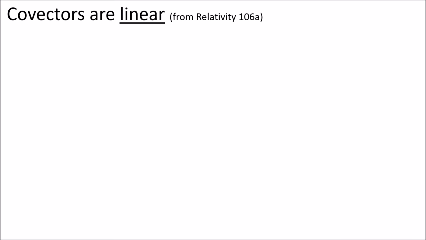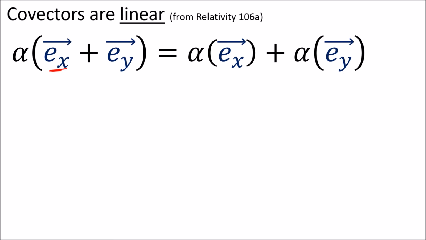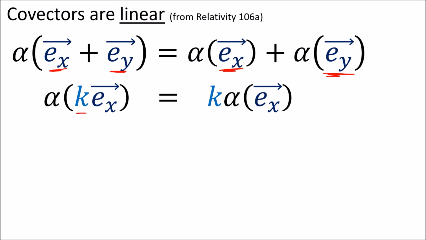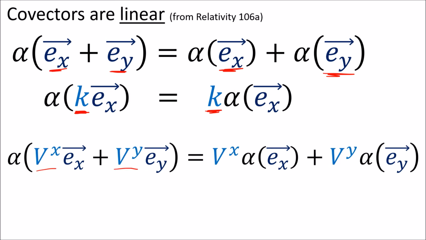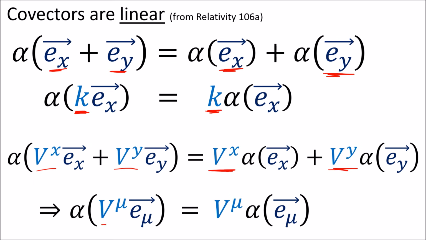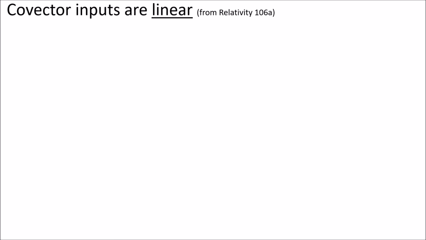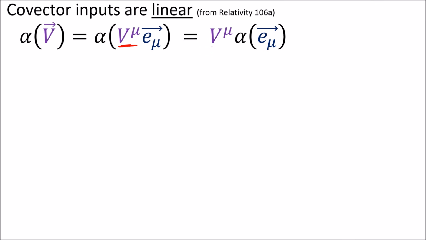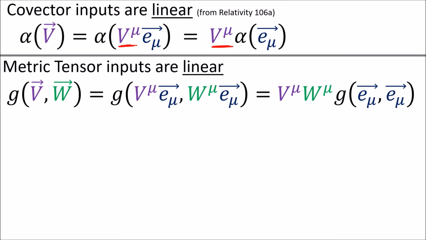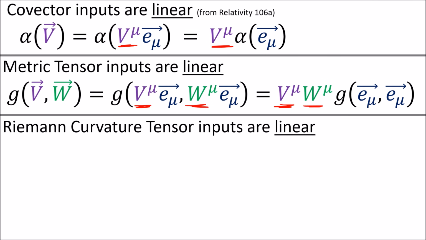Now again, recall that covector inputs are linear. So we can either add input vectors or add the outputs and we'll get the same result. This also applies for scaling. We can scale the input vector or scale the output by the same amount and get the same result. These two properties together mean we can always pull coefficients from vector summations outside the covector input. This linearity property is true for all tensor inputs, including the metric tensor inputs and the Riemann tensor inputs.